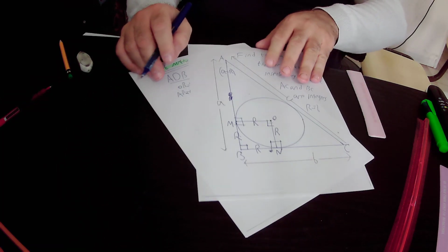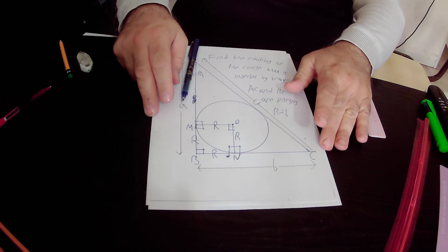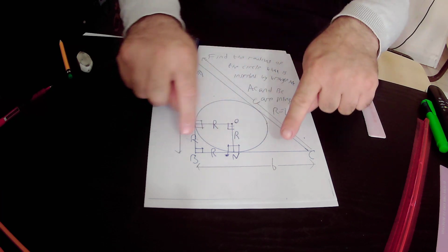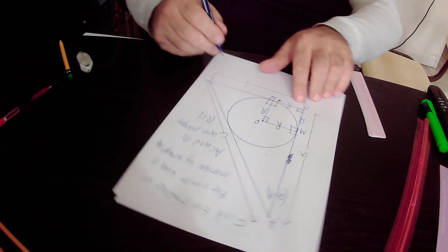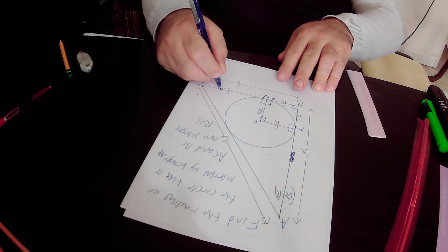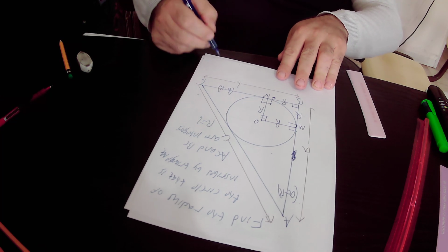Likewise, we find out the length of line segment NC. It is very easy to see from the drawing that NC equals BC minus BN. BC is B minus BN is capital R. So in conclusion, we found out that NC equals B minus capital R.